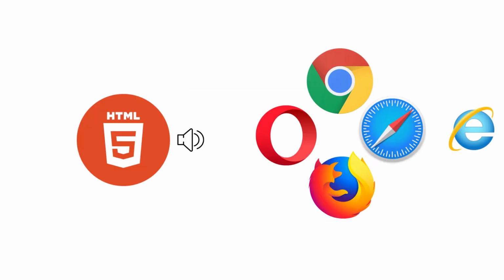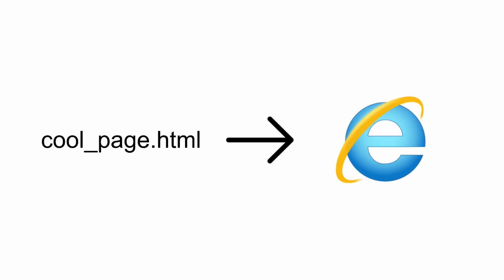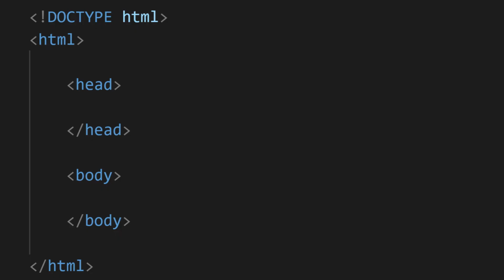This is HTML. It tells the browser how to display a page. Let's create a file, coolpage.html. Open it in your favorite browser. This is a basic HTML document.